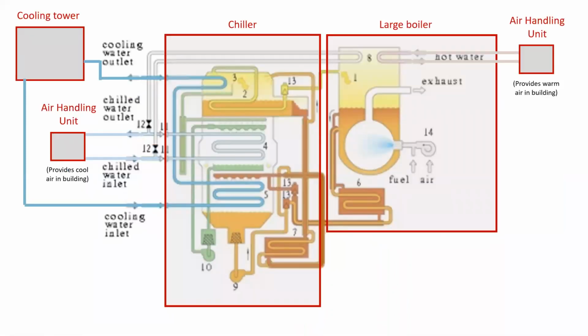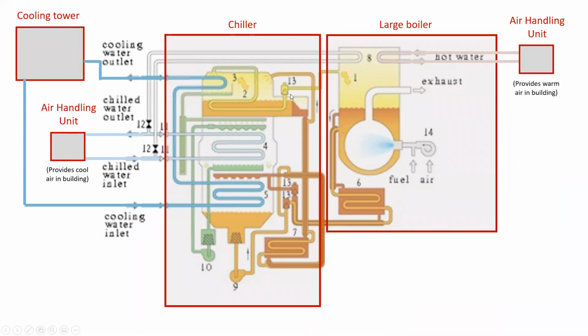Now, in order for the system to function properly, what we need is a way to get rid of the BTUs of heat energy that our air handling units will pick up from the buildings. Cold water goes in and slightly warmed water comes out. And so, how do we get rid of that heat?